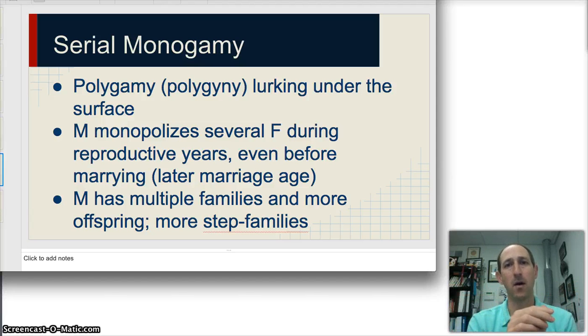So you might have a male who doesn't even get married, and we know that the age at which wealthier, higher status men get married is going up and up, which means that they're spending their 20s and 30s perhaps monopolizing the reproductive years of females who aren't getting married to other men. So that's sort of like polygamy, but they just do it one at a time. And then similarly, we might even find these men getting a divorce and remarrying another younger woman.